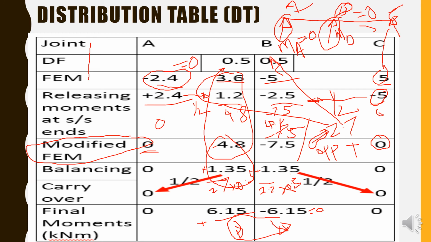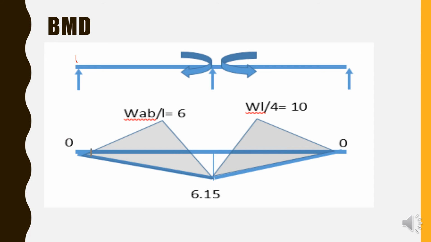With the help of these values, we are supposed to draw the moment diagram. The moment at A is 0, the moment at C is 0, and at this particular position it is 6.15. Minus means anti-clockwise, and positive means clockwise direction. These two moments put together push the beam upward. Upward push is nothing but a hogging moment.